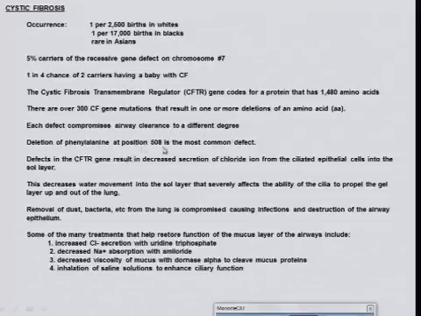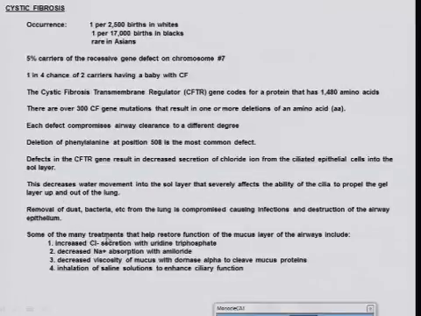This is the most common defect. It's at position 508. It's a phenylalanine deletion. So make sure you understand what cystic fibrosis is, that it affects a chloride channel, and how it affects the movement of mucus in this layer out.